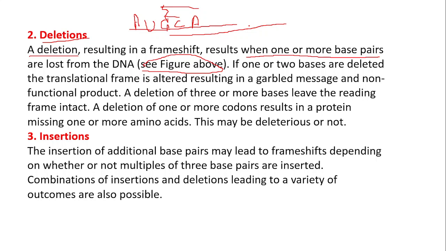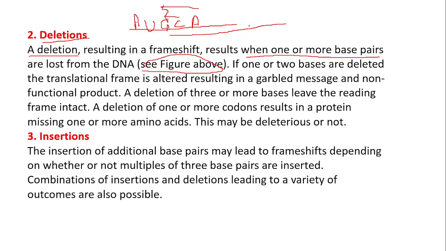Is that clear? When it leads to the formation of a completely different polypeptide chain, it may give rise to a proper protein, or it may ultimately lead to the formation of what? A garbled product, or an inactive protein, or else a waste product will be produced.